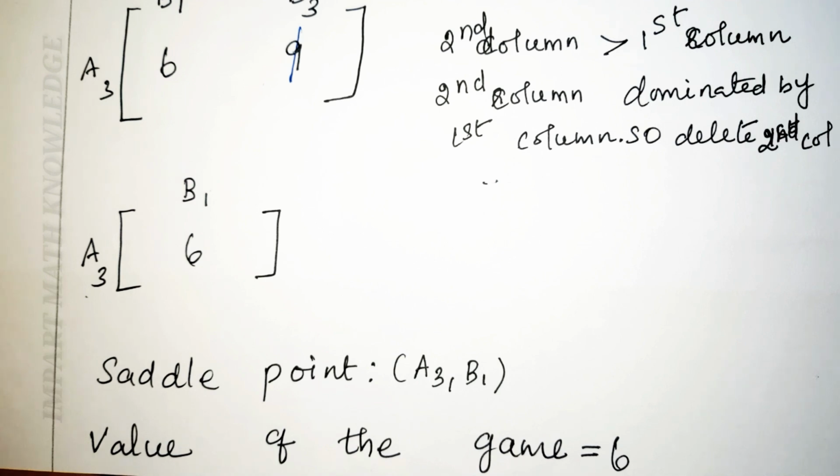Let me repeat the steps. First you take the given game. You have to check for a row or column. If row, you have to delete the lesser one. If column, you have to delete the greater one. Continue the procedure till you get the optimum strategies and value of the game.